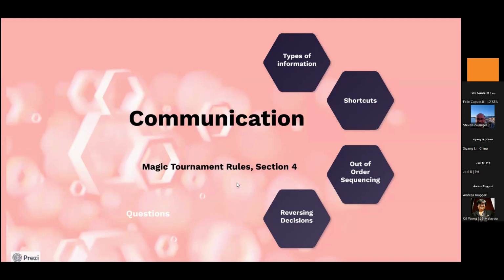So this presentation is divided into 4 parts for 4 specific aspects of the communication policy. All of this is from section 4 of the Magic Tournament Rules, and the policies apply at every rules enforcement level with one small exception, which I will get to when we discuss types of information.